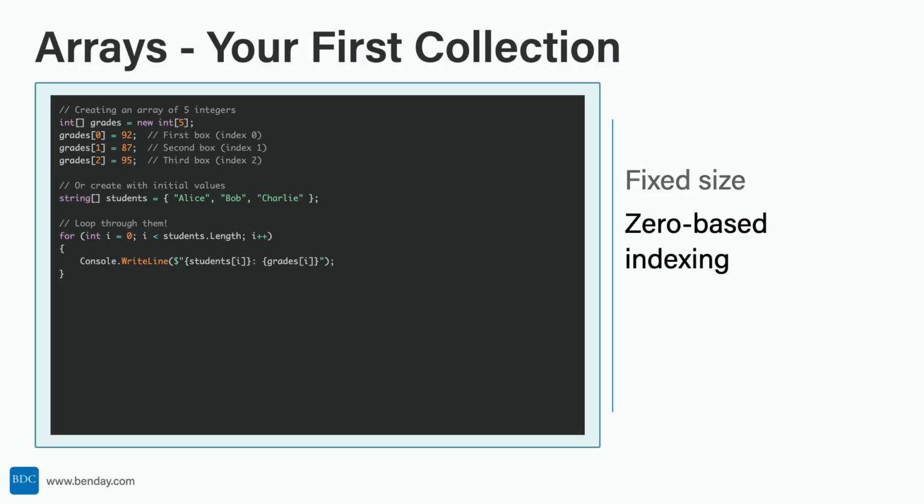The first item is at index 0, not 1. So in a 5-item array, you have indexes 0, 1, 2, 3, and 4. There is no index 5. An int array can only hold integers. A string array only holds strings. C# won't let you mix types, which actually helps catch bugs early. Every array knows its size through the Length property. Super useful for loops. You don't have to remember how big the array is.